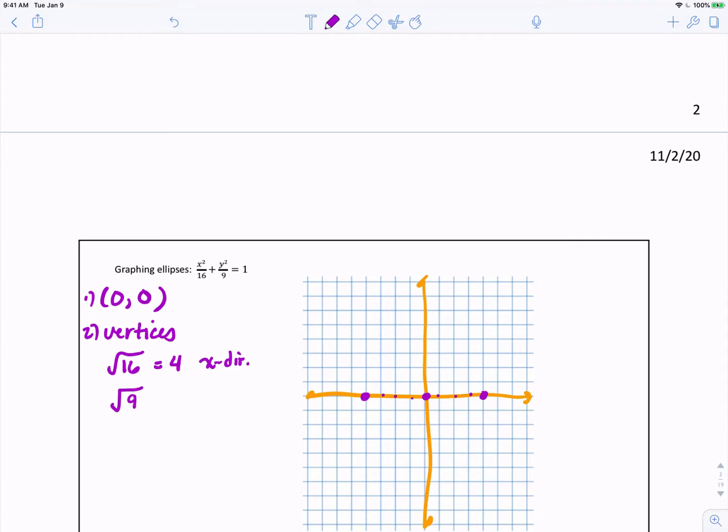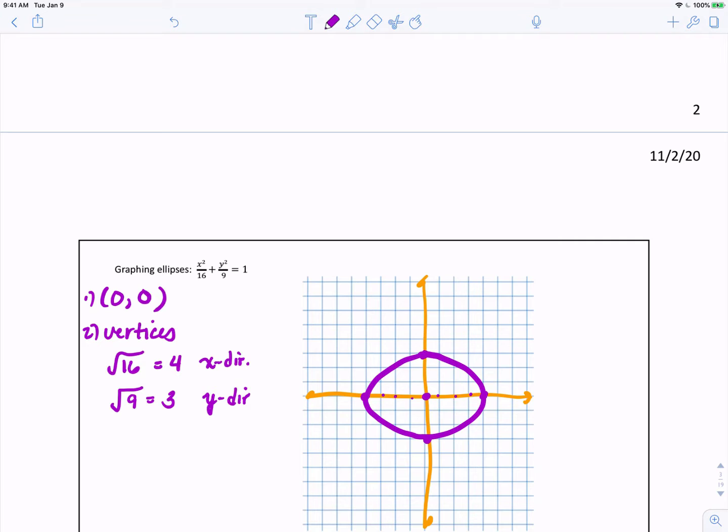The square root of 9 is 3. So in the y direction, we're going to move 3 units. 1, 2, 3, 1, 2, 3. And now we have our vertices, and we can do our best to draw in something that looks like an ellipse.